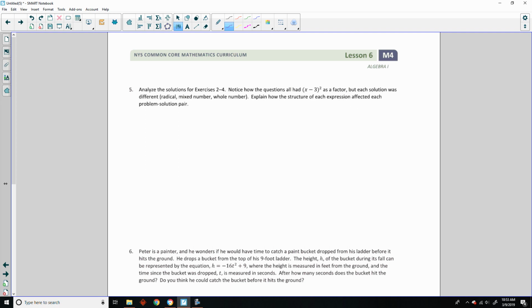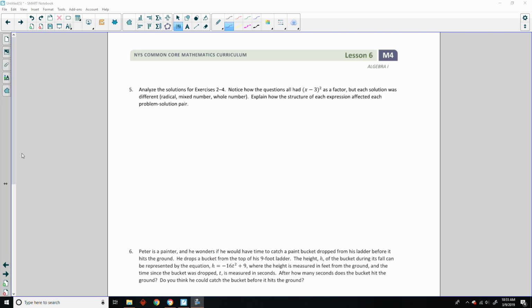Number 5. Okay, number 5 says to analyze the solutions for exercises 2 through 4. It says to notice how the equations all had the quantity (x minus 3) squared as a factor, but each solution was different: radical, mixed number, and whole number. Explain how the structure of each expression affected the problem solution pair.